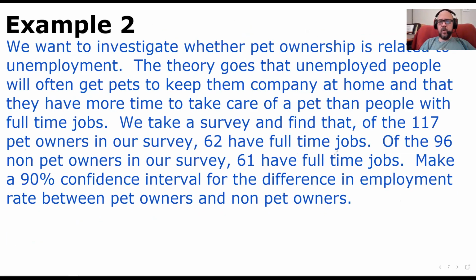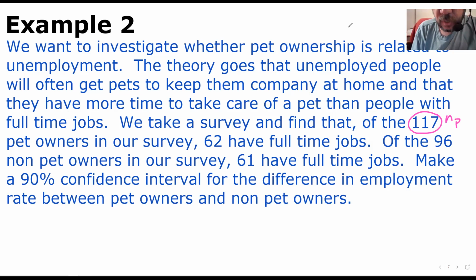people employed and unemployed. So let's go ahead and read this again to make sure that we've got all the detail here. So there's a theory. I think we can start here. We take a survey and find that of the 117 pet owners in our survey. So we're going to call that something with a P for pet owners and then N for non-pet owners. So of the 117 pet owners, so this is N sub P, right? That's the number of pet owners in our survey.